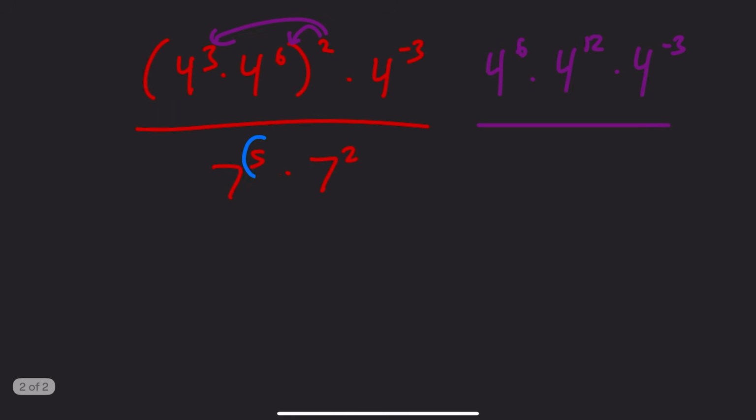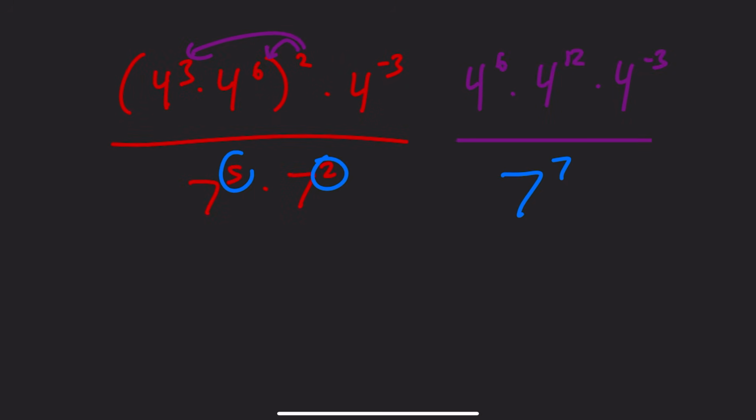But on the bottom, I see product rule, right? I can see the 5 and the 2. I can combine it, right? 7 is going to be still on the bottom, but I'm going to add 5 and 2, 5, 6, 7. Okay, let's continue. I see here that I can combine these three 4s, right? Product rule again. If I add the 6 with the 12, that's 18. And 18 minus 3 is 15. So it's going to be 4 to the 15th power divided by 7 to the 7th power.